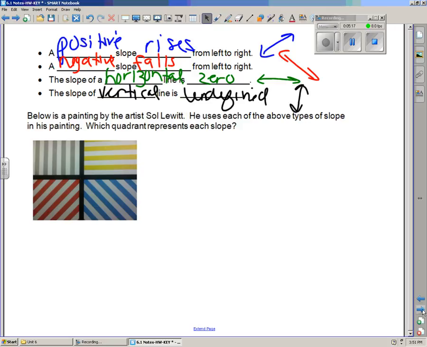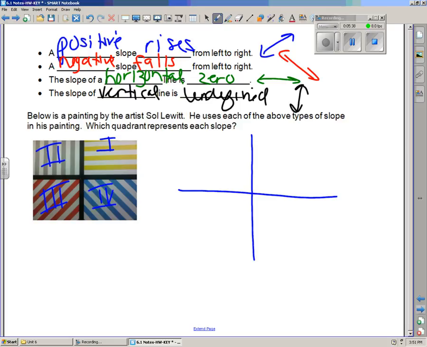Below is a painting by the artist Sol LeWitt. He uses each of the above types of slopes in his painting. Which quadrant represents each slope? So if you think about the quadrants, and it goes from top right all the way around, this is quadrant 1, this is 2, this is 3, this is 4.